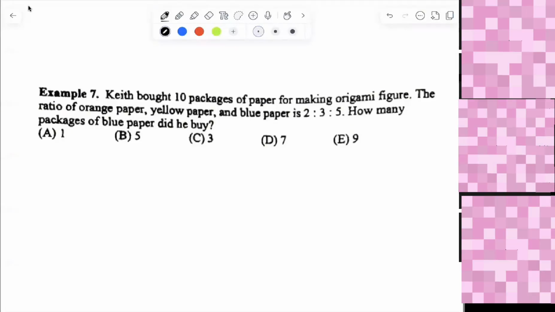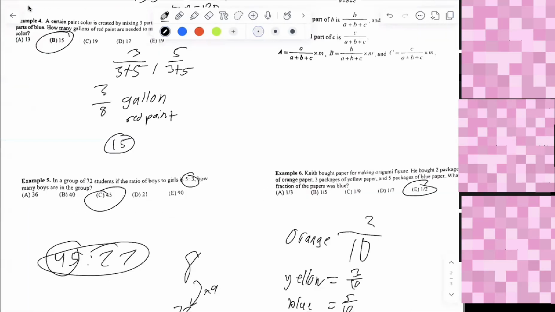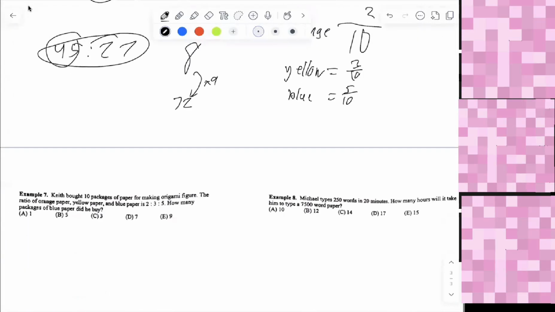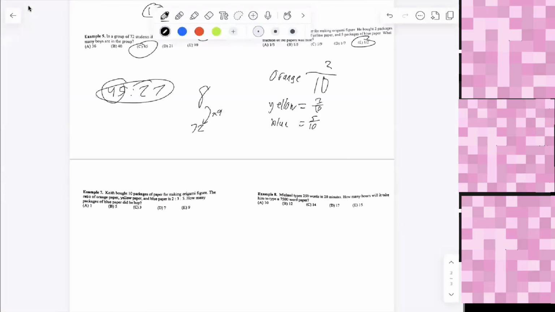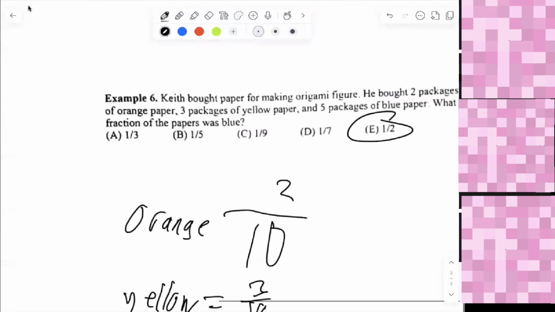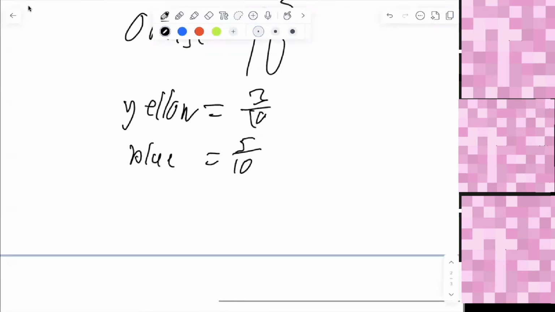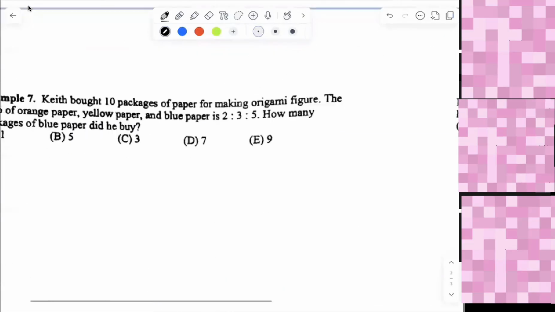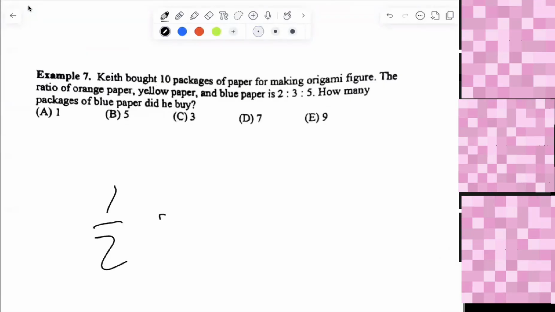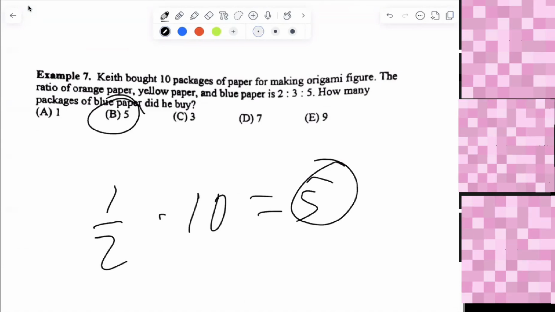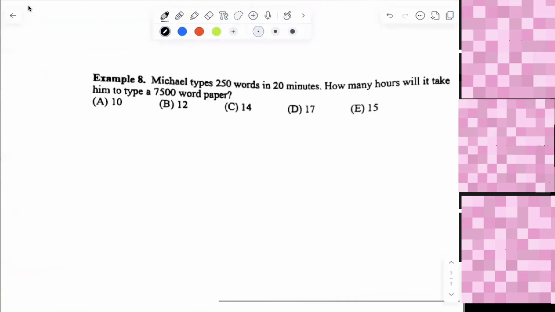Alright, this question is basically similar to example 6, alright? But it's basically when we multiply by 10. Since we know from example 6, the last answer is just going to be 1/2. That's going to be 5 parts out of 10 parts. This is going to be 1/2 times 10, or 5 in total, or B as our answer. Alright? Now let's move on to example 8.